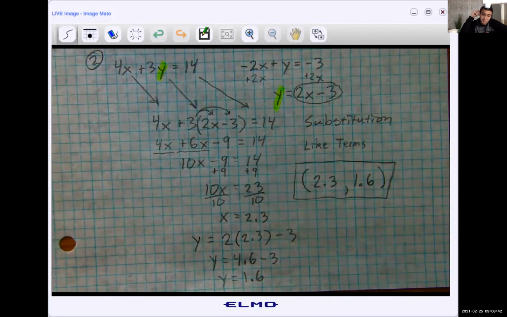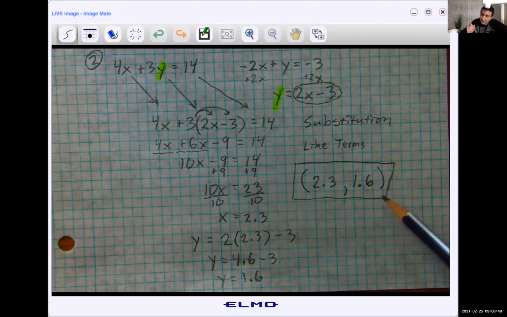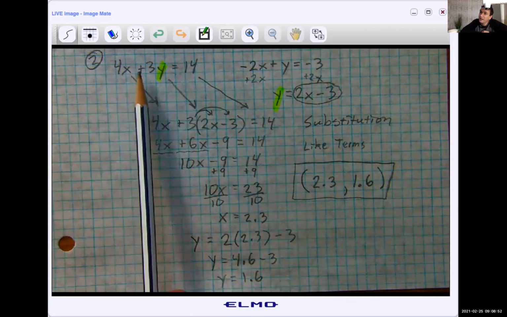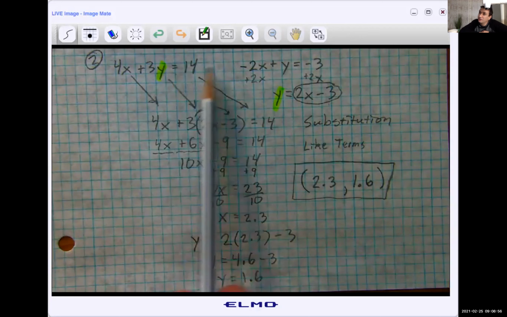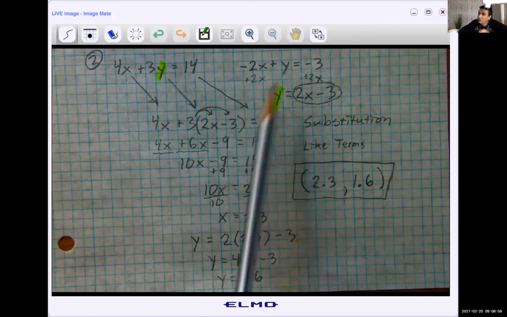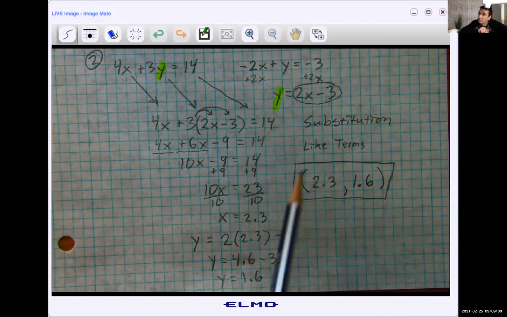So this would be a really tough one to graph. If we graphed it, I don't even think we would be able to figure out the exact answer. There's the exact answer, though. What number can you multiply by 4 and then multiply the other number by 3, add them together, make 14, and then also do all this and get it to be negative 3? Well, these are the only two numbers that would work in both. Cool.